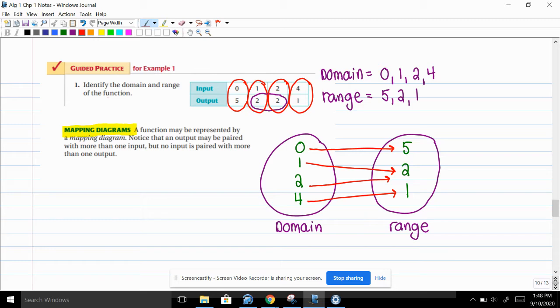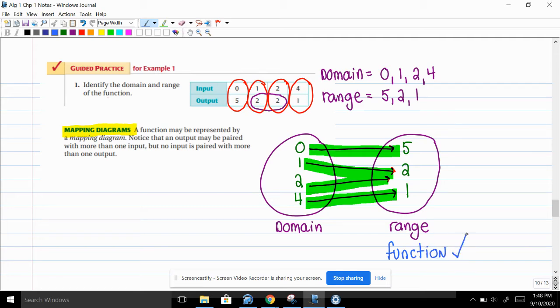Now, is this a function or not? If this is a function, each input has to have one output. So each input can only be mapped to one output. If I take a look at this one, 0 is mapped to 5 and only 5. 1 is only mapped to 2. 2 is only mapped to 2. It doesn't matter that they're going to the same place. That's okay. They're still only going to one spot. And the 4 is going to the 1. So this would be considered a function because of its one-to-one correspondence. So this is a function.